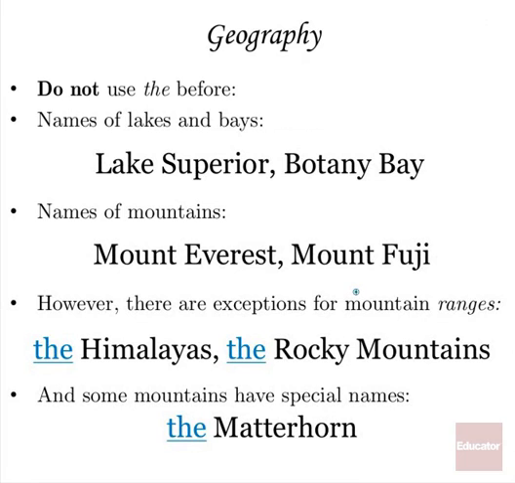Do not use the before names of lakes and bays. Lake Superior, Botany Bay, they don't need an article. You don't need an article before the names of most mountains. Mount Everest, Mount Fuji. Don't need an article.